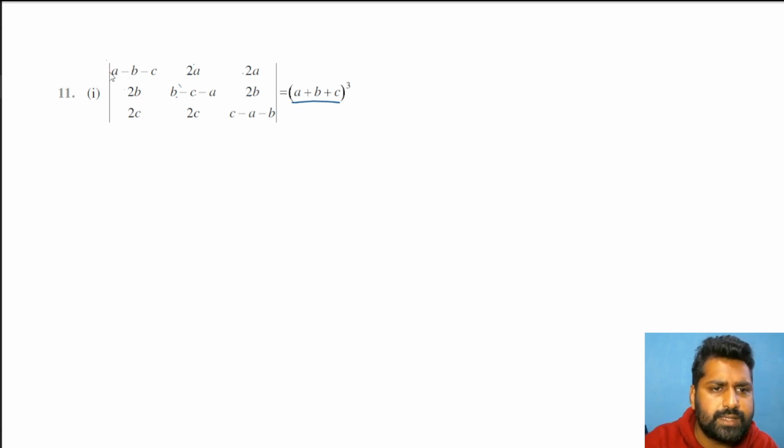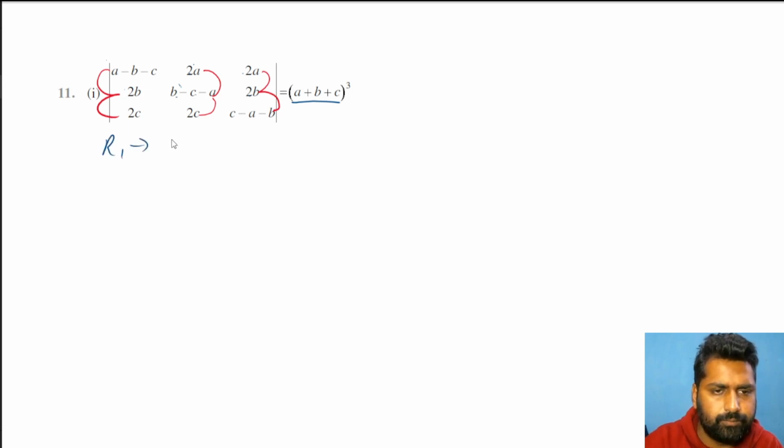Let's try row wise. Let's add them like this. So if you add 2b and 2c, this will become a plus b plus c. If you add these three elements, you will get b plus c plus a, which is a plus b plus c. Here also c plus a plus b. So adding them row wise is making sense. So let's go for this.